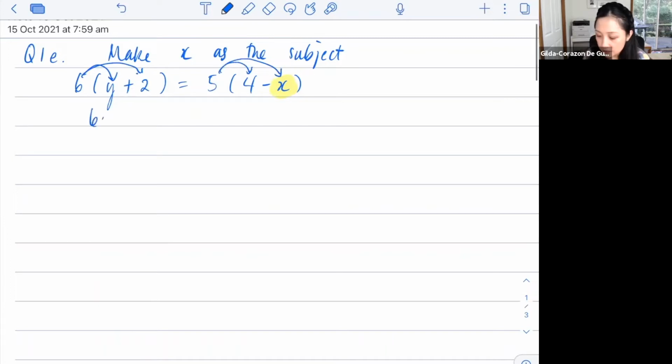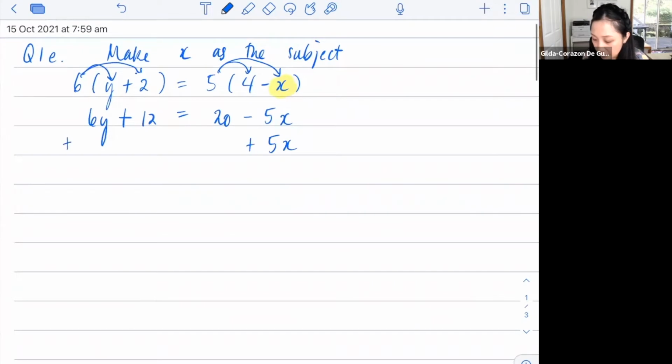So that you've got 6y, and then 6 times 2, you get 12. And then you've got 5 times 4, which is 20, and then 5 times negative x becomes minus 5x. Now I can move the 20 to the left, although I would end up with a negative 5x later. So maybe what I would want to do would be to just move the minus 5x to the left side, so that I have 5x here.